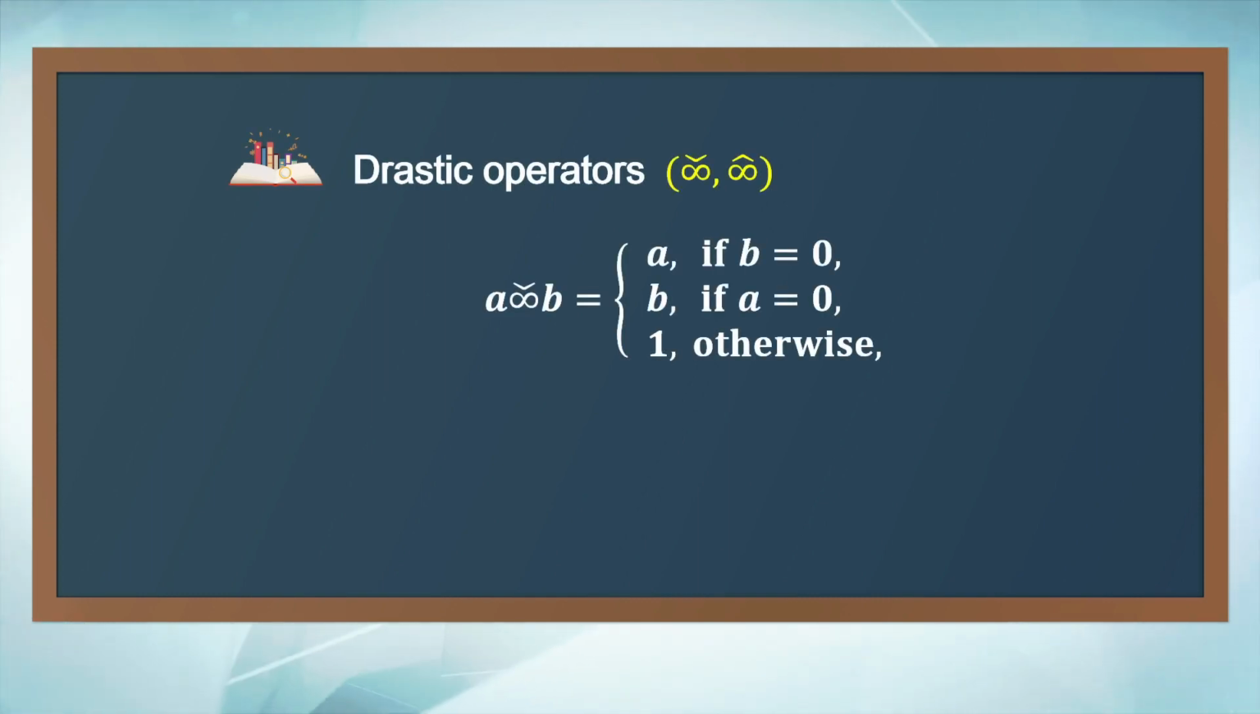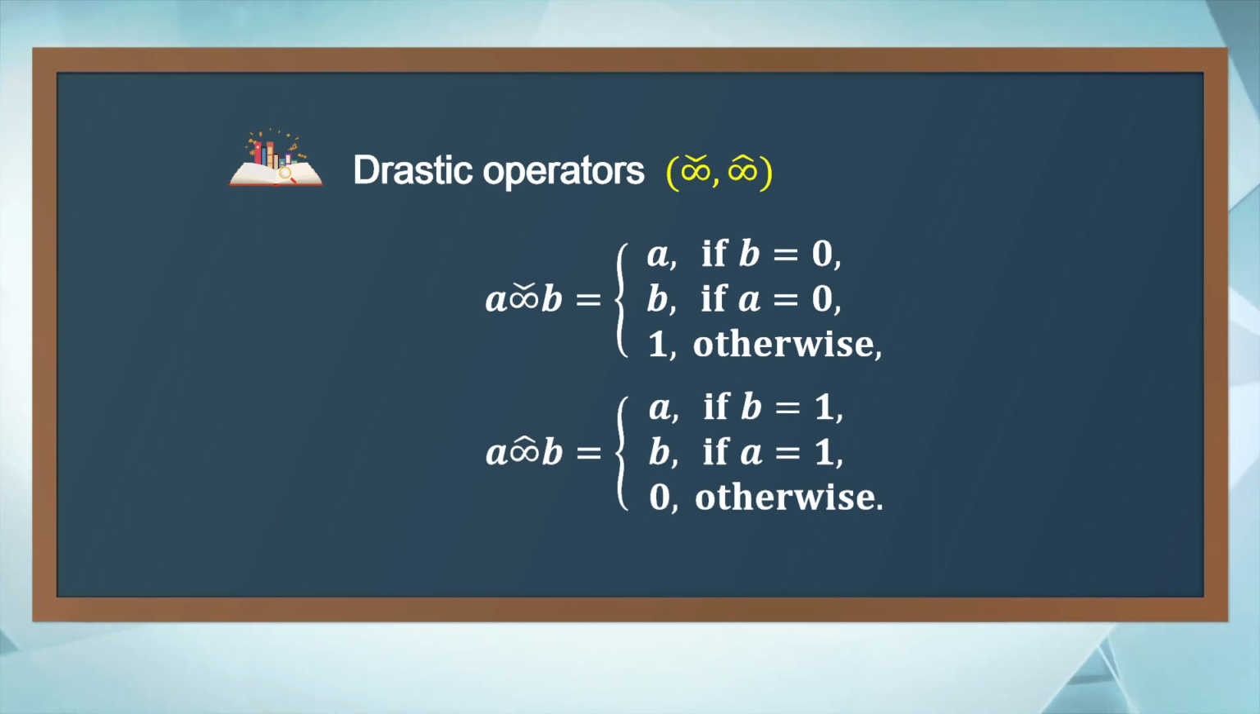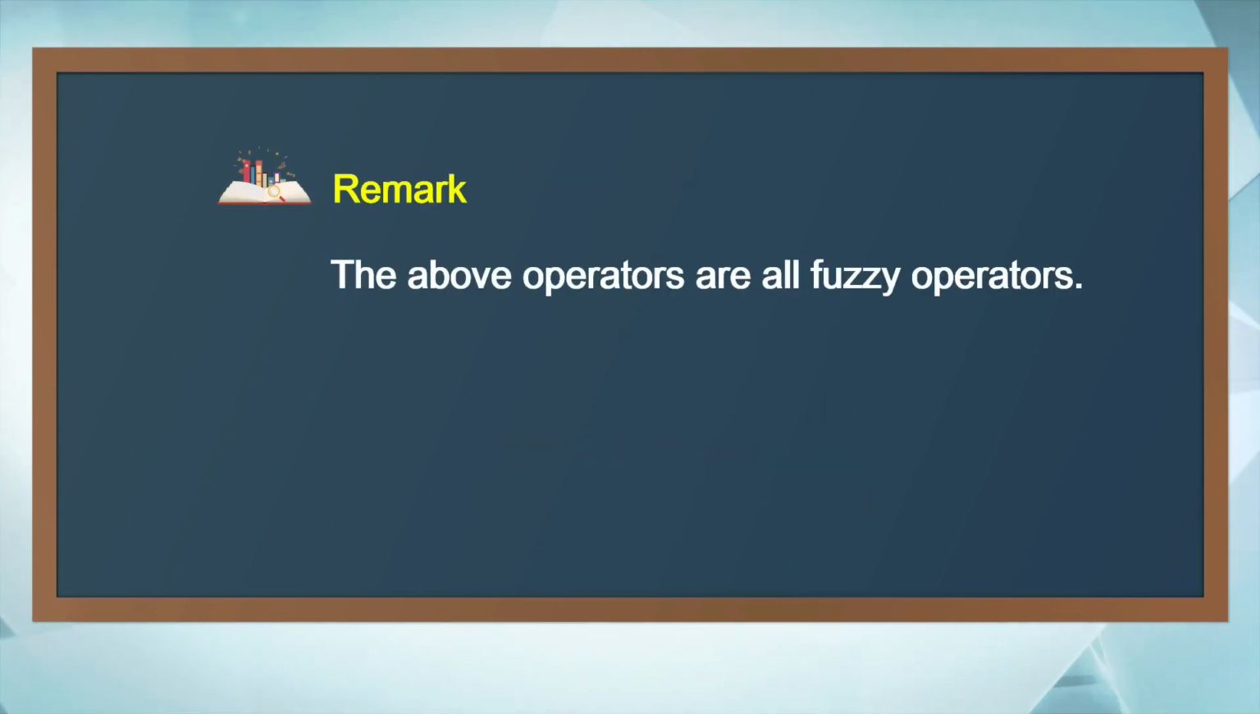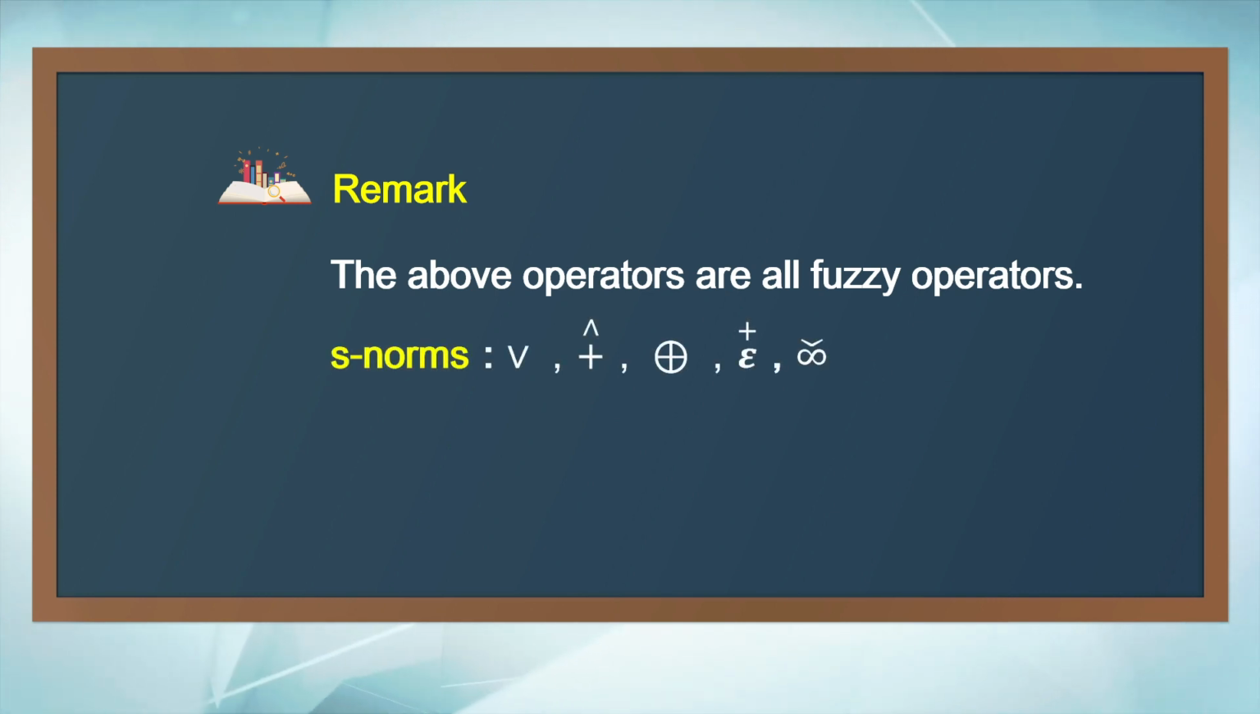The drastic sum of A and B is A if B equals 0. The drastic sum of A and B is B if A equals 0. Otherwise, it is 1. The drastic product of A and B is A if B equals 1. The drastic product of A and B is B if A equals 1. Otherwise, it is 0.